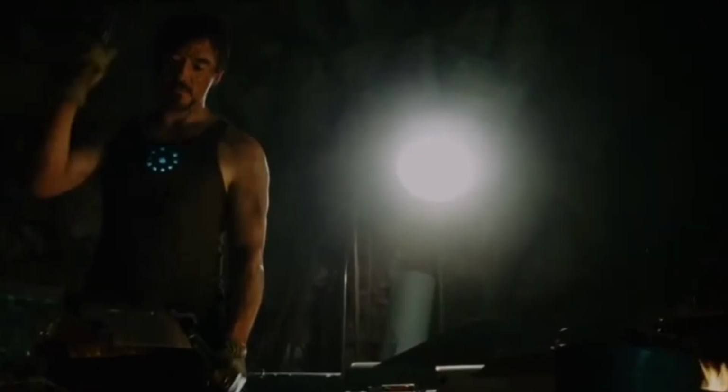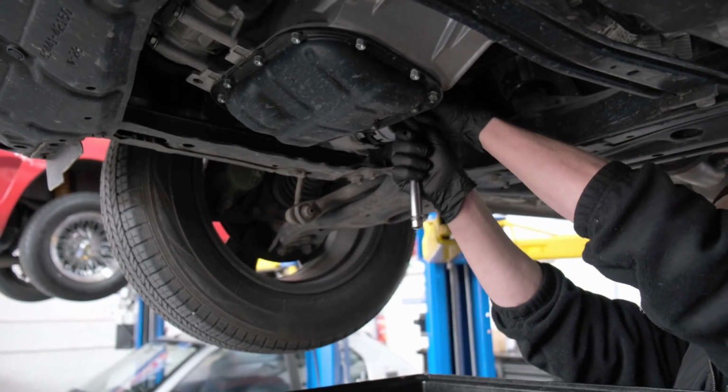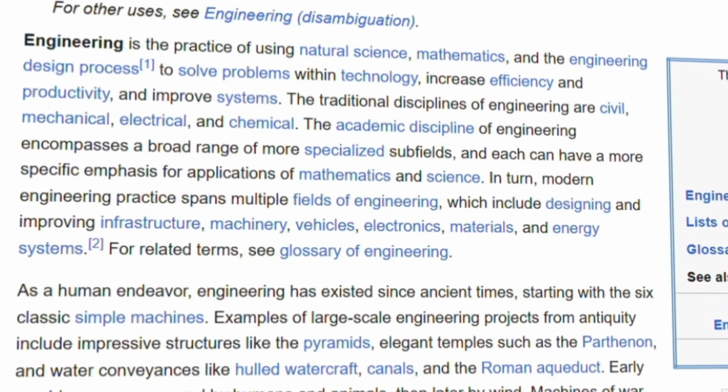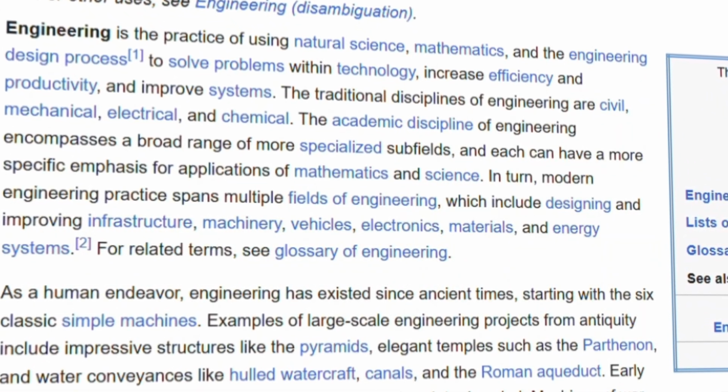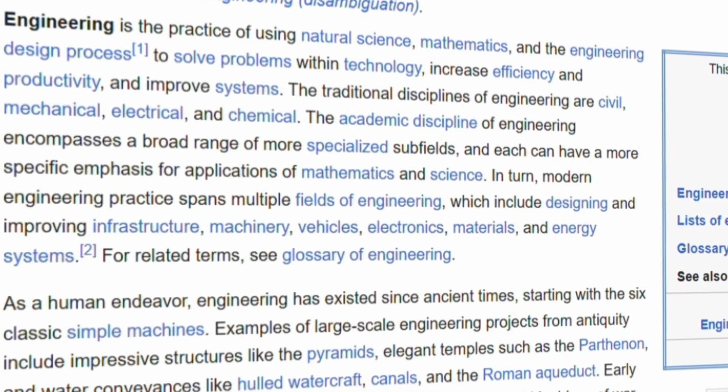Now, some of you may think engineering is like becoming Iron Man and hammering metal into a supersuit in a cave, whilst others may think that engineering is fixing a broken car on the motorway. And you wouldn't be wrong, but to me, the most important definition of engineering actually comes from Wikipedia. The practice of using natural science, mathematics, and the engineering design process to solve problems within technology, increase efficiency and productivity, and improve systems. And whilst that definition has a lot of words, only two are really important. Solve problems.